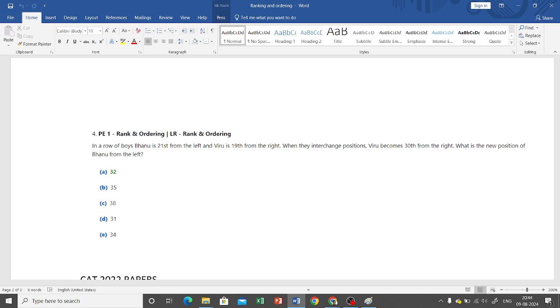Now when they interchange their positions, Viru becomes 30th from the right. If Viru is 30th from the right, then what is Viru's position from the beginning again? n minus 30 plus 1, which is n minus 29. This is nothing but Bhanu's position, which equals 21. From there you will get n. Once you get n, you can easily find the new position of Bhanu from the left, because Bhanu now went to Viru's old position, which was n minus 18.